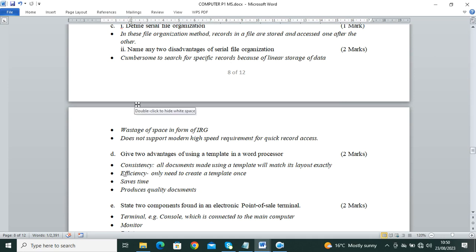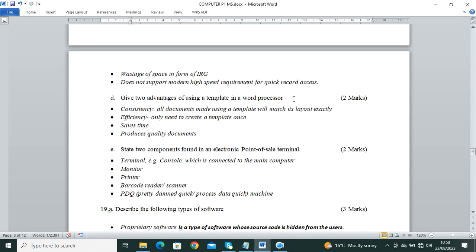Give two advantages of using a template in a word processor. A template is just a pre-created file that helps you to work on a file easily. For example, if you want to create a CV, then you get an already created CV, you just change the contents. So it produces quality documents, saves time, efficiency, and also consistency. All documents made using a template will match in their layout.